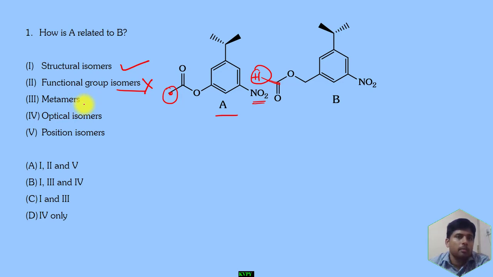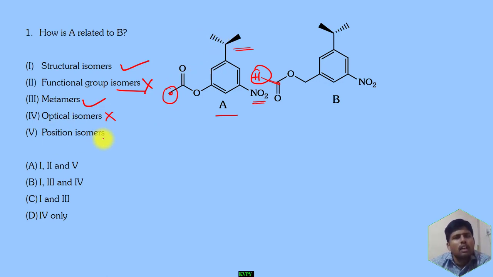So they are metamers. Are they optical isomers? So let us look at the carbons here. There is only one sp3 carbon here, which is obviously not a chiral carbon, and this is also not a chiral carbon. So that means it's very simple. They are not optically active. They both are not optical isomers. So here also it's not chiral carbon.